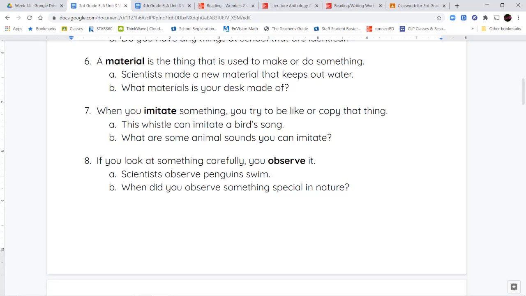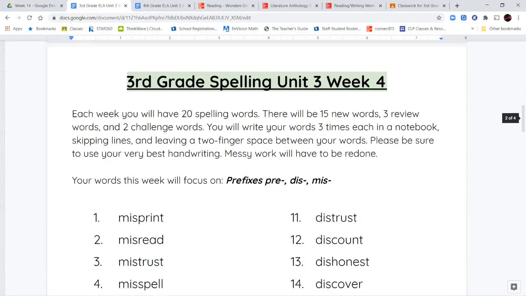And your last word for this week is the word observe. When you're looking at something very carefully, you're observing that thing. So you can say, we observed the eagle building its nest up in the tall tree. I observed my friend carefully putting together a card castle. When you're observing, you're looking at something very, very carefully.